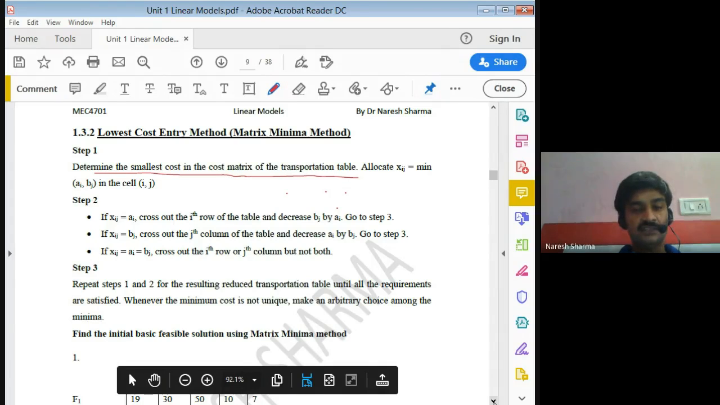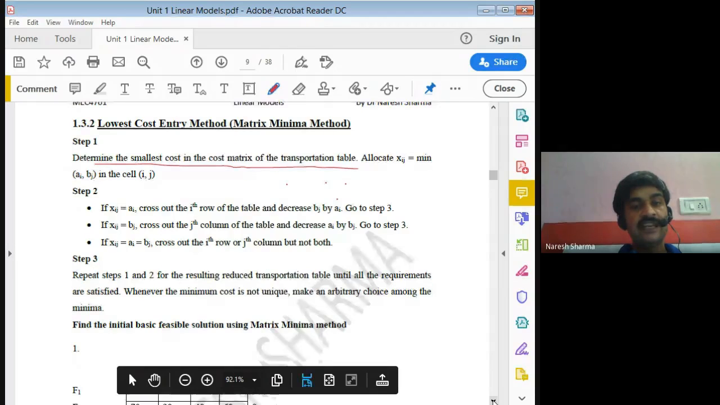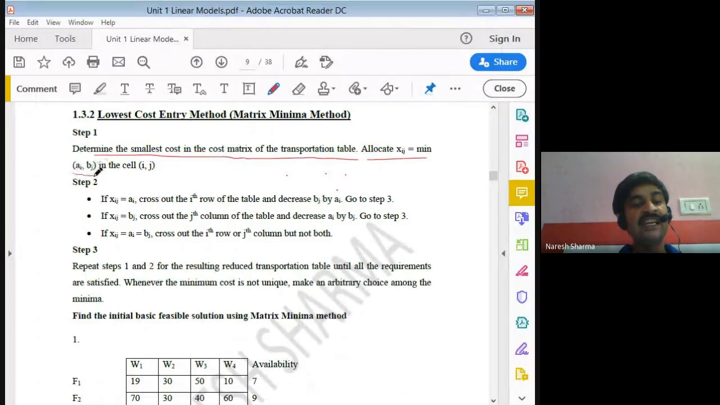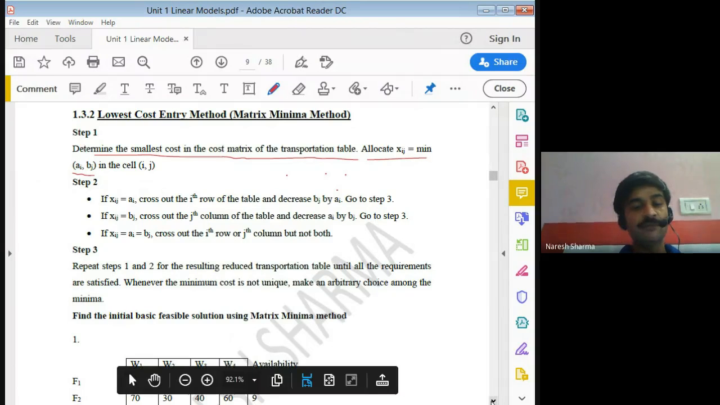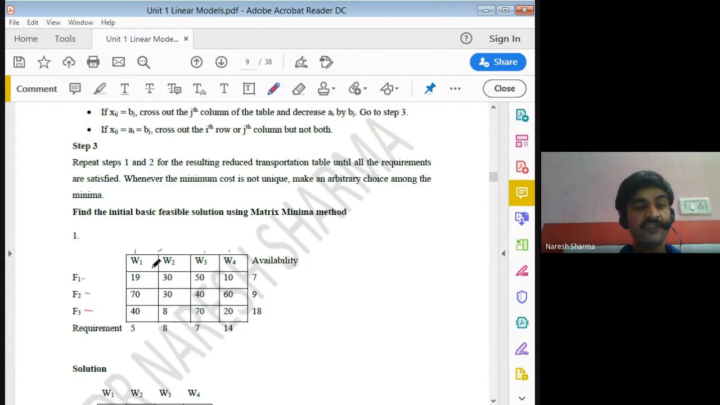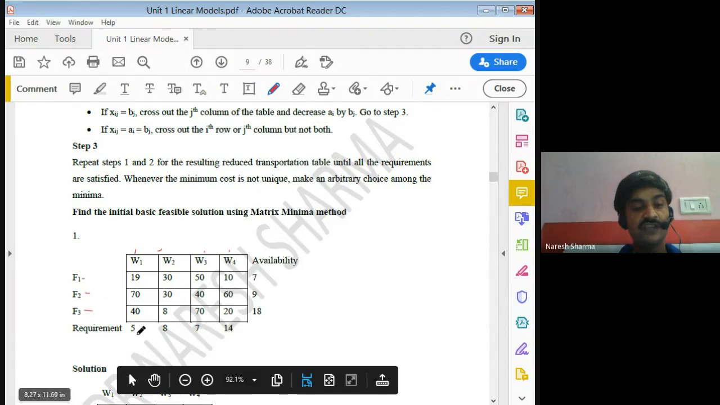I parallelly apply this on one example and allocate xij, which is equal to the minimum value of ai and bj. Ai is the availability here and bj is the requirement. For example, in this example, we have three factories f1, f2, f3 and four warehouses w1, w2, w3 and w4. We need to complete the requirement of these four warehouses, which is 5, 8, 7, 14 respectively.